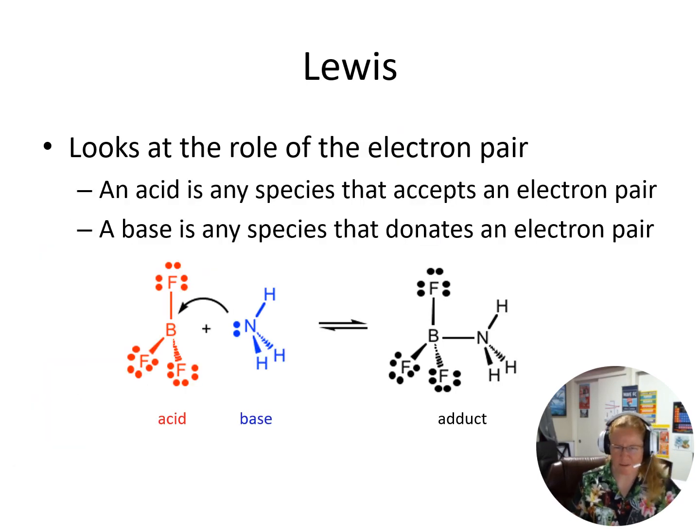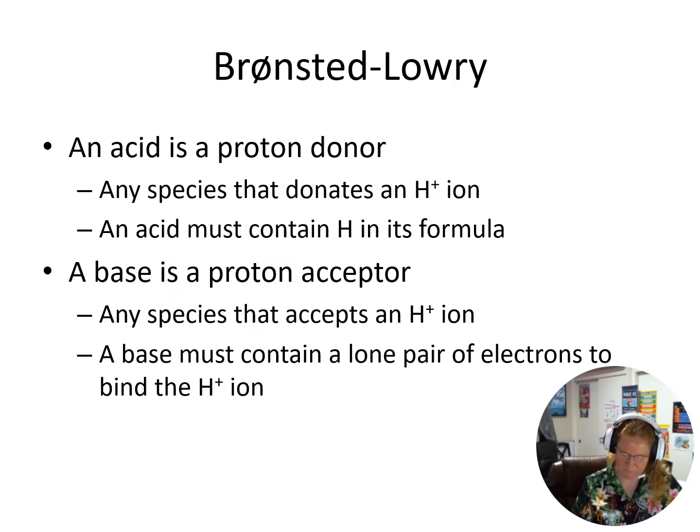Lewis, we're not going to work with this so much, but basically a Lewis acid base, we look at electron pairs. So an acid is an electron pair acceptor, a base is an electron pair donor. All right, and now we're going to look at Bronsted-Lowry. So acids are proton donors. So acids are going to produce that H plus ion. So we have to have an acidic hydrogen or an ionizable hydrogen in the formula. A base is going to be a proton acceptor, meaning it has to have a spot where that H plus ion can come and attach to.